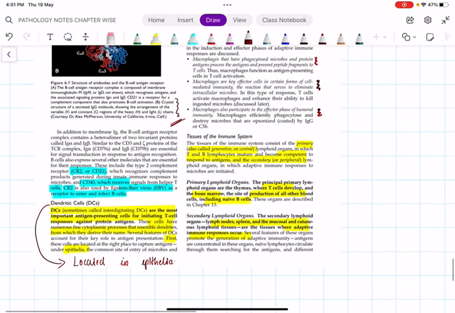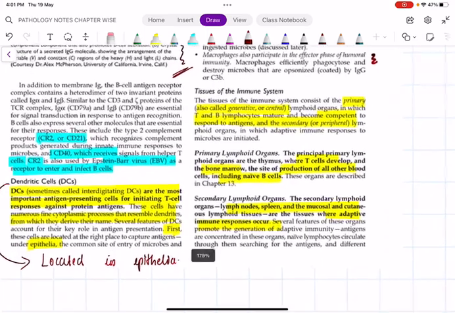Fine. We have third and last, dendritic cells. They are the most classical antigen presenting cells. They are going to present the antigen to the T lymphocytes. Where are they located? They are located in epithelia.